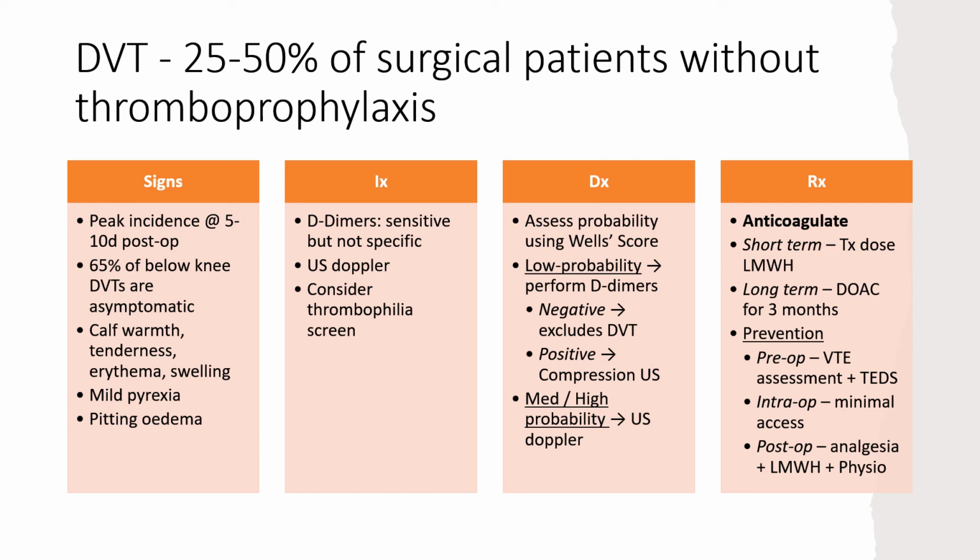If you're suspecting a PE, just go for a CTPA. And if you have a suspicion that someone has a clot, then you want to treat it with anticoagulation. But as always, you want to consider the risks and the benefits. If they're high risk of bleeding, then discuss with the hematologist.